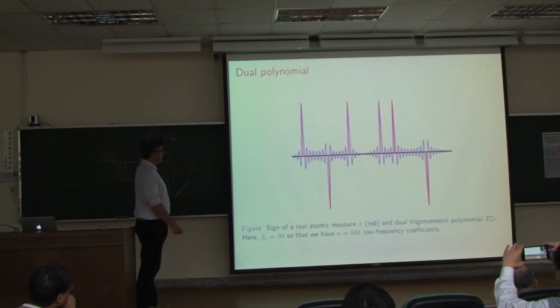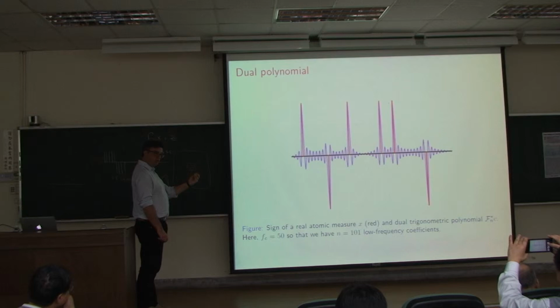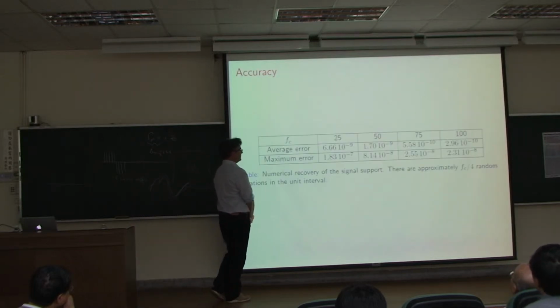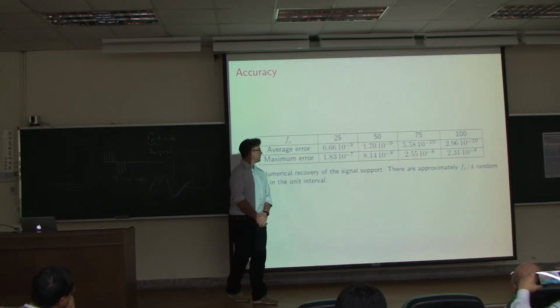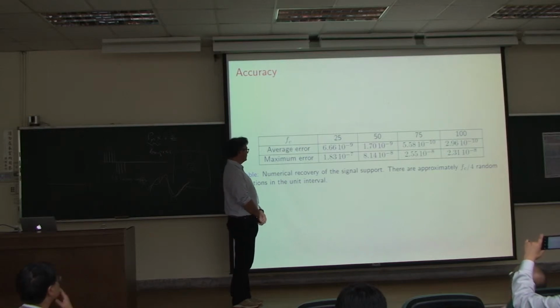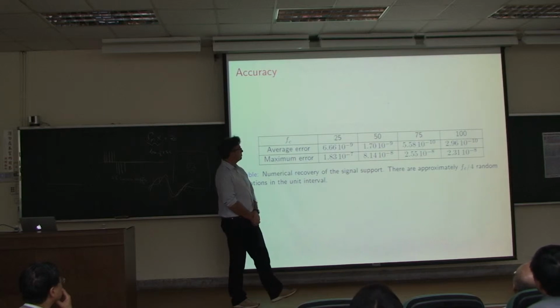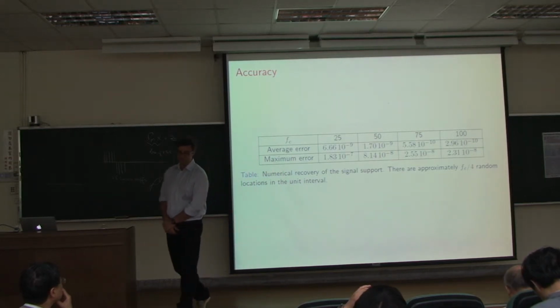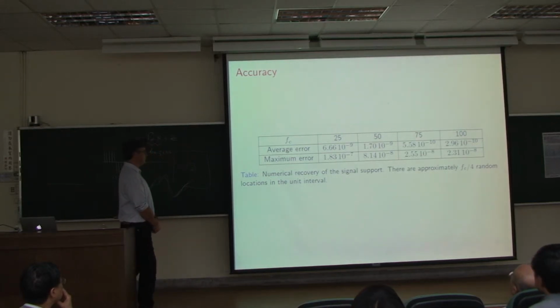We then look at those values, and we recover the support of the signal, and numerically, what is our accuracy? Numerically, the accuracy is just the accuracy of your solver. And so when I use an off-the-shelf solver, I see that I recover the location of the spikes with 10 to the minus 10 accuracy or something, by solving this semi-definite problem.